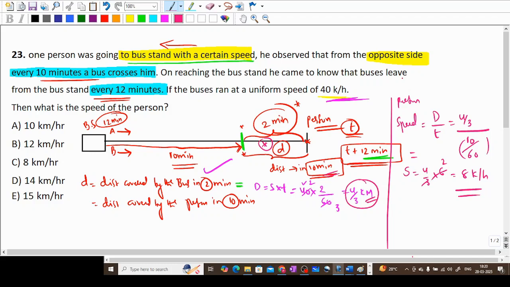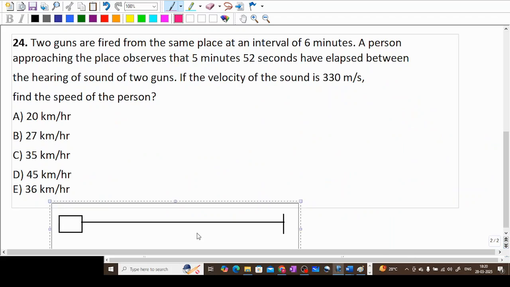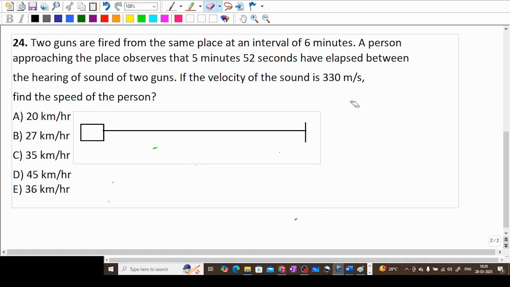Now, a similar question can be asked in a different way. Let us look into that question also. So this question is very similar to the previous question. Let us see. Two guns are fired from the same place at an interval of 6 minutes.